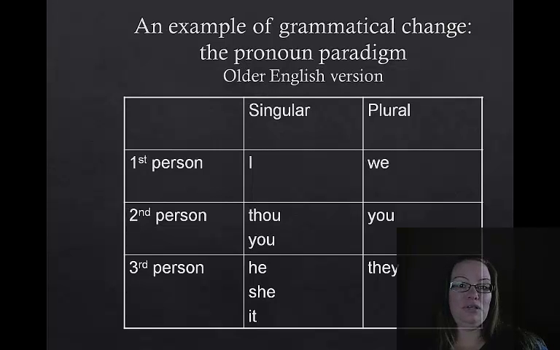Okay, this is an older English version of the pronoun paradigm, and you can see here that there was an additional pronoun that used to exist in the second person singular paradigm. We used to have a pronoun that was thou. So when you were talking to someone, you might say, you look very nice today, or you might say thou, and then finish that in the older English version as well.